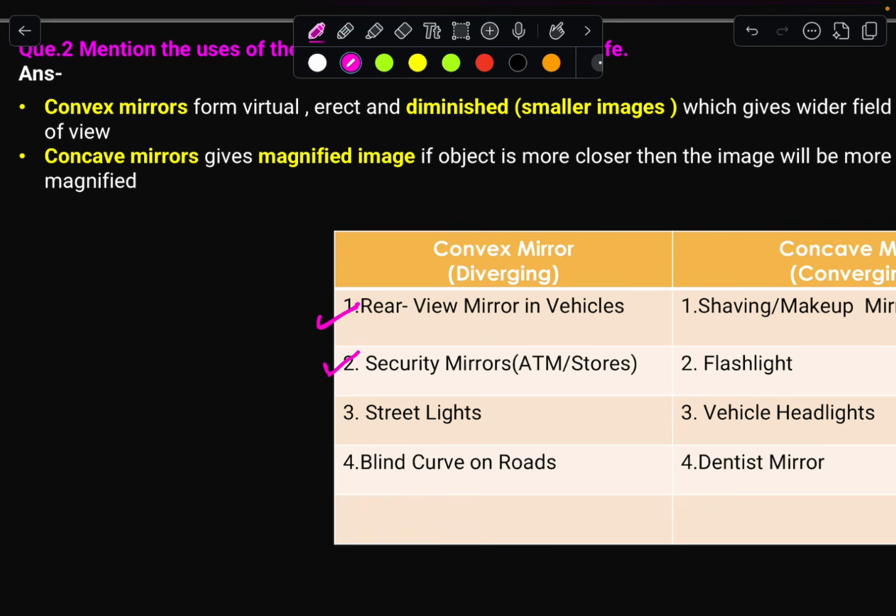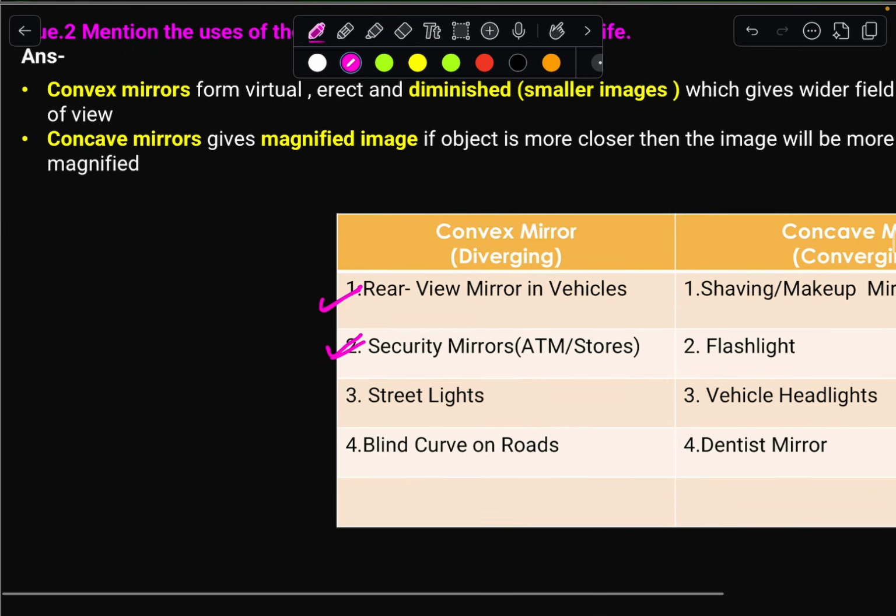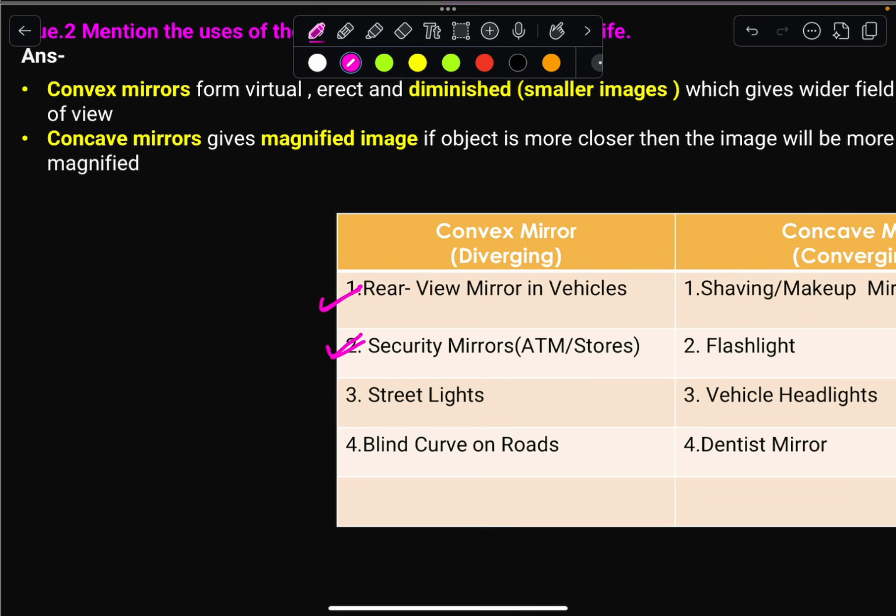Beta, security or ATM also. In street light, if you see the light getting spread, light getting diverged, that's why it is used in street light. Then beta, blind curve. Blind curve, if you have seen nowadays in metro stations also, we have this type of mirror on the first part, where you can see what is behind in that particular space.